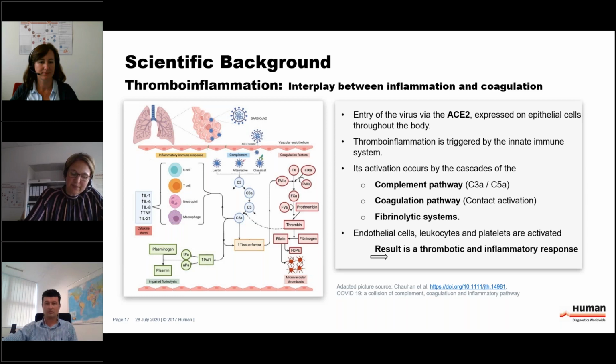And this is what we see in COVID-19: a systemic inflammatory response with a procoagulant state and organ damage with microvascular thrombi in the lung. Next, please.